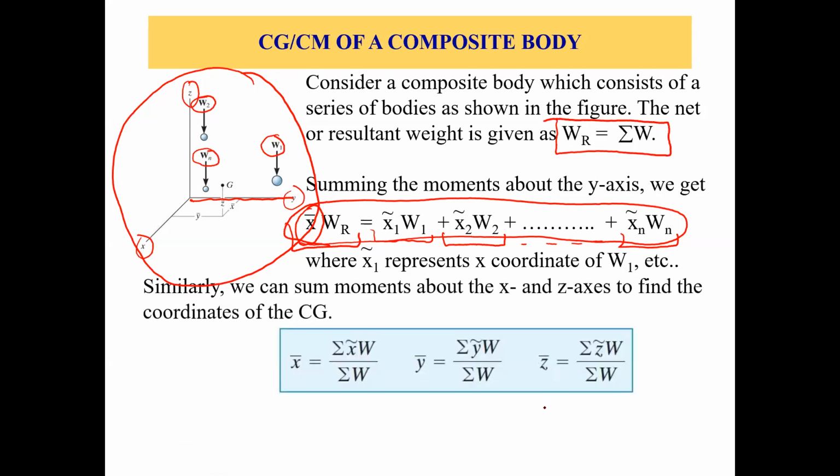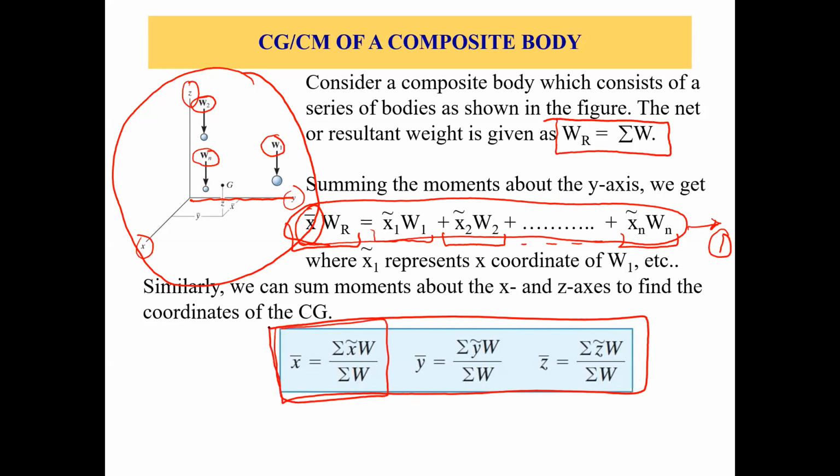Okay, so now in a similar way, we can sum up the moments about the x and z axes to find out the coordinates of the center of gravity, right? So how do we find the center of gravity? From the earlier equation, let's call it equation 1, we can get this: x bar equals the summation of x tilde times W divided by sigma W, which is the resultant weight, right?